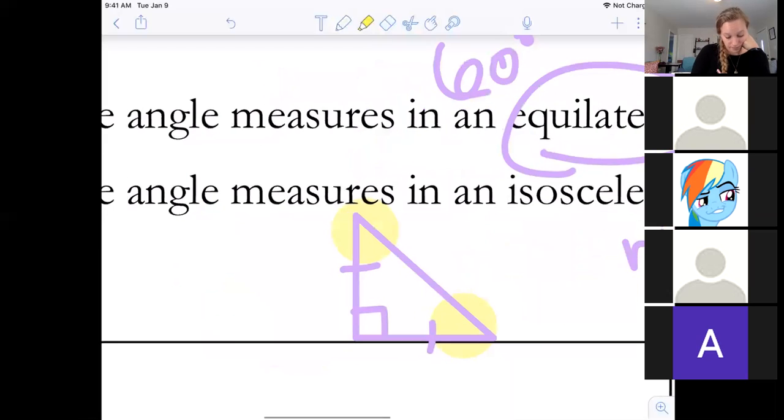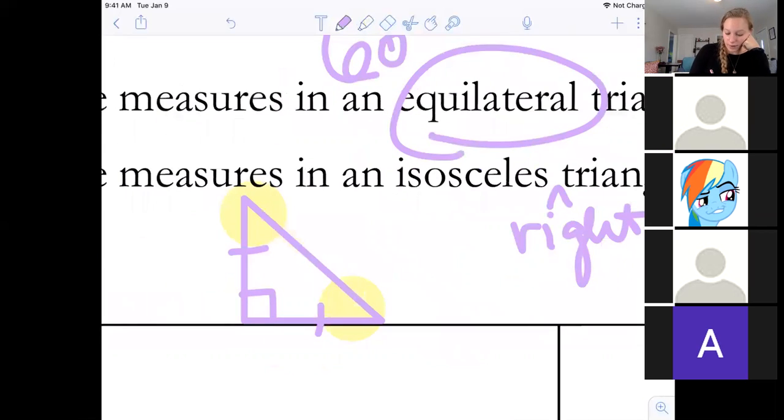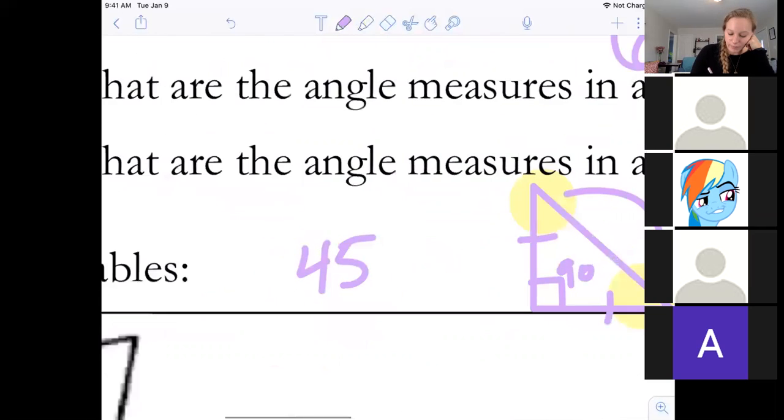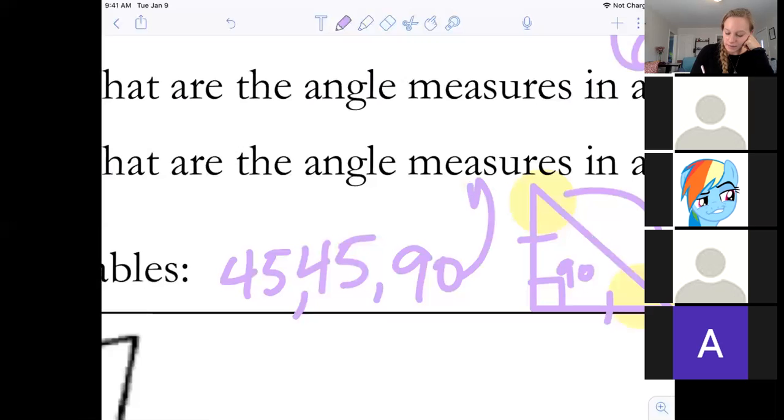Because I know 90 and 90 is 180, and then half of 90 is 45. So good. So Van was like, okay, this one's already 90, so the other two angles must add up to 90, but I have to divide it evenly between the two angles. So you can think of it as 90 divided by 2, which is 45. Awesome job, Van. So the angle measures are 45, 45, 90.